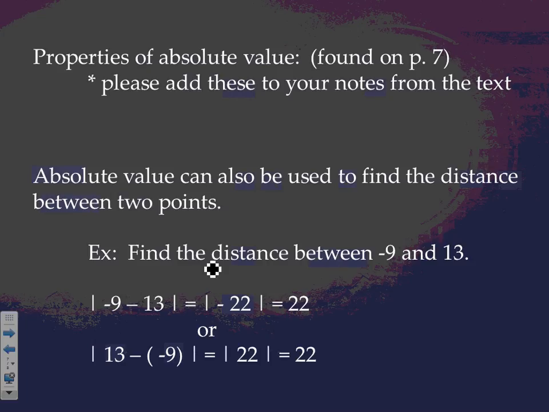Absolute value can also be used to find the distance between 2 points. It says find the distance between -9 and 13, and you can see the example there. I showed it to you both forwards and backwards, putting the -9 first and the 13 second, and then vice versa, the 13 first and the -9 second. Just to show you that it didn't really matter which number you started from, the distance between them was going to be 22 either way.